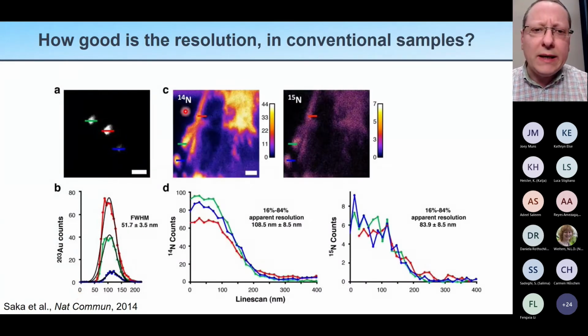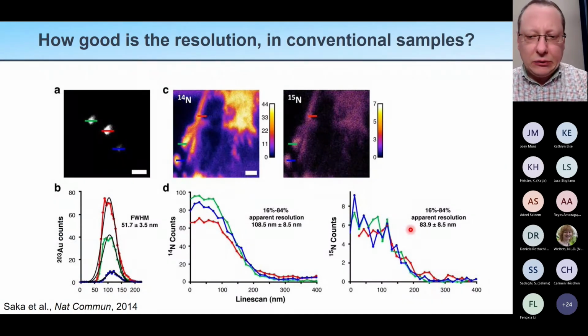And if you go to more naturally occurring isotopes, like 14 nitrogen in the form of CN minus molecules, little ions, these give you an apparent resolution of about 100 nanometers, give or take. 15N is also more or less in the same ballpark. So you get a decent resolution.